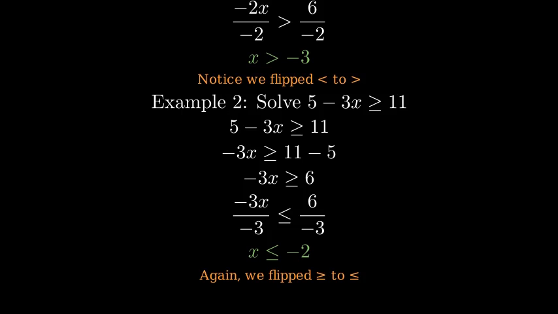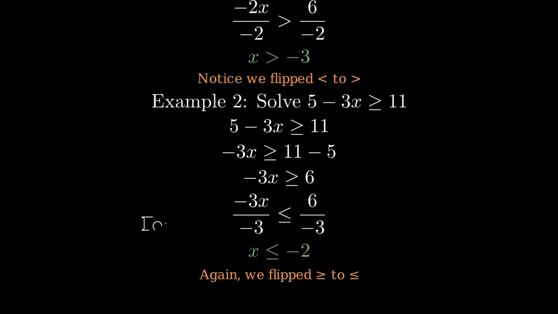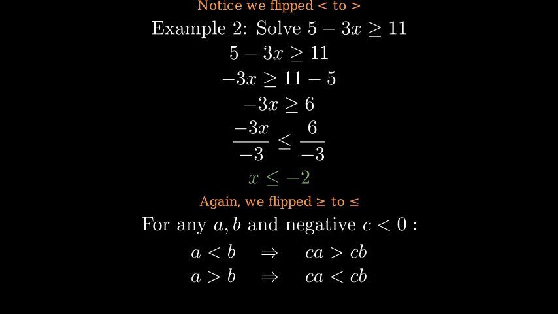Let's formalize our understanding with a general rule. For any real numbers a and b, and any negative number c. If a is less than b, then c times a is greater than c times b. Similarly, if a is greater than b, then c times a is less than c times b.